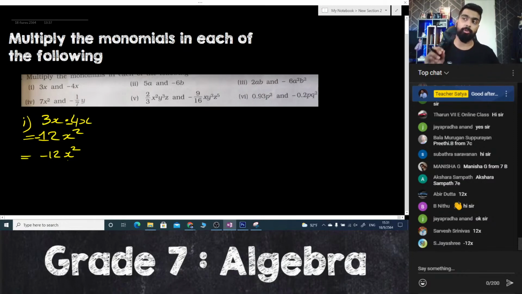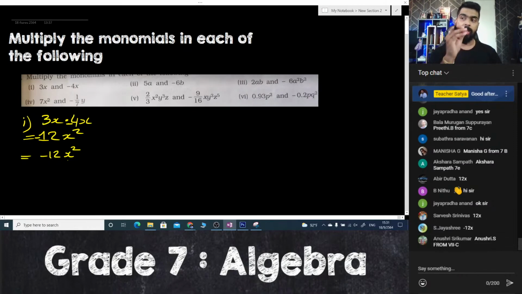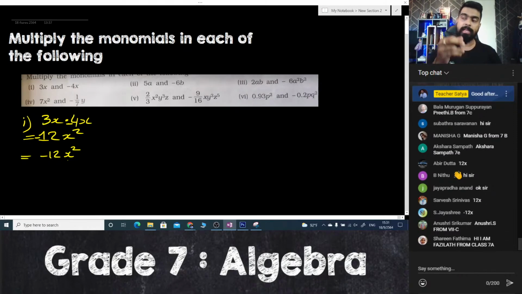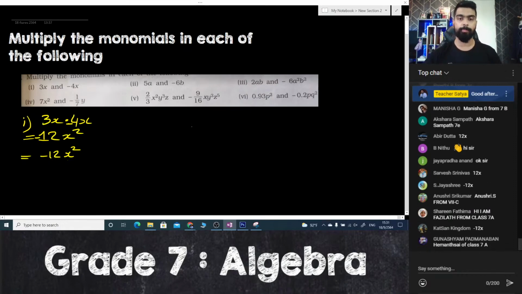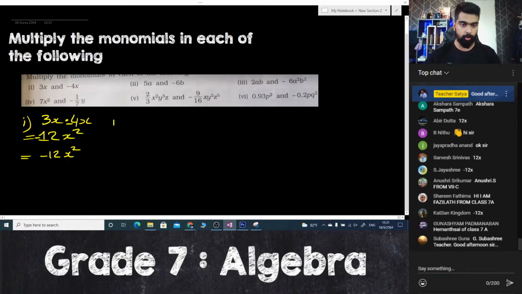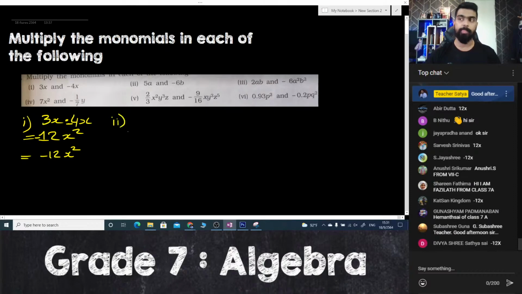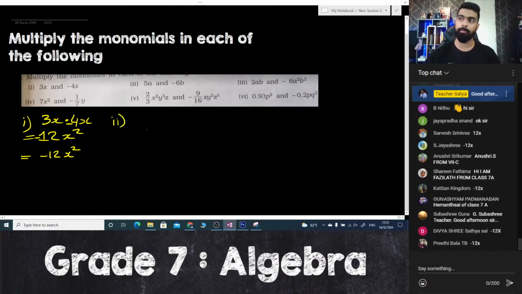Now here's where many students make mistakes, okay? They only write it as x, but when we multiply them, x multiplied by x will be x squared, all right, guys? Now let us go to question number 2.